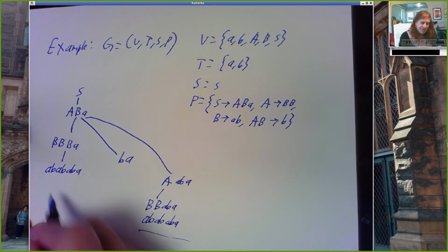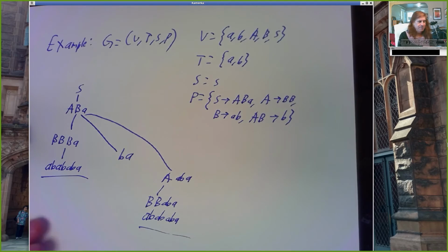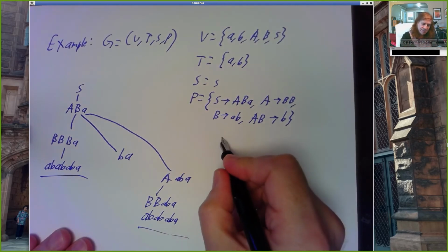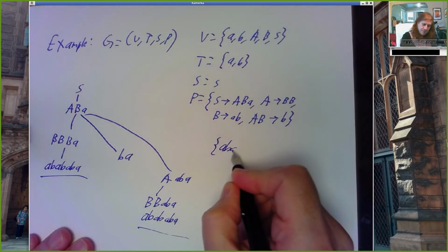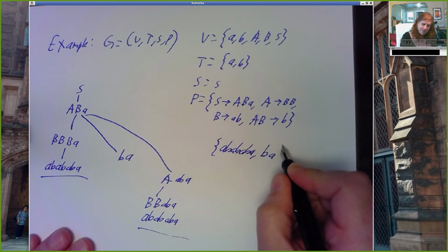And we end up with the same string that we got on this branch of our tree. And I think those are the only possibilities. So this language consists of two words. Abba, Abba, and BA.